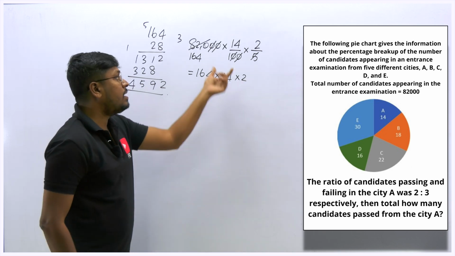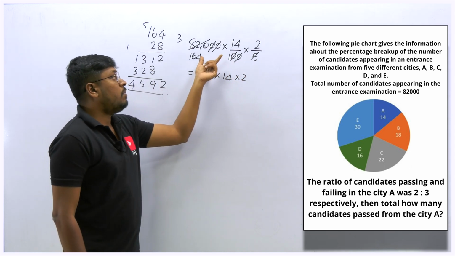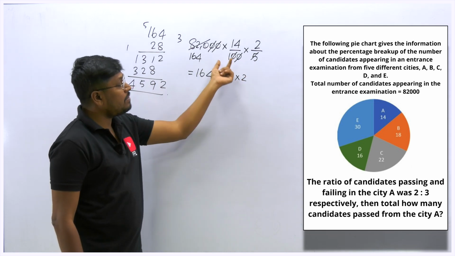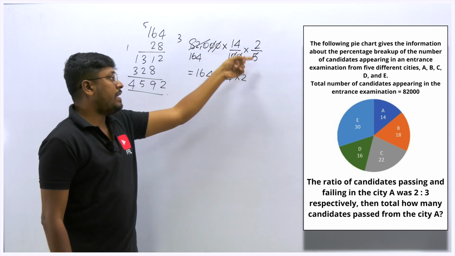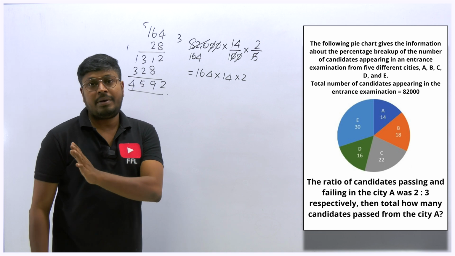So once understood, make it in a single sentence, right? That is a single equation, because some students will find what 14% is initially. After finding 14%, they will find this 2 by 5. So instead of that, try to write it in a single equation so that you can do it quickly.